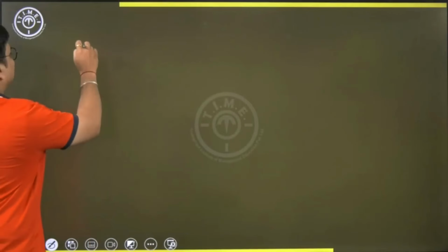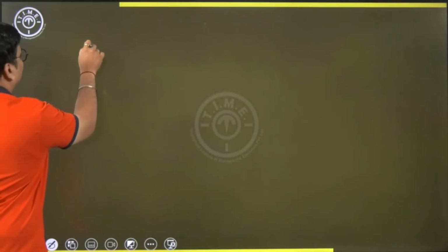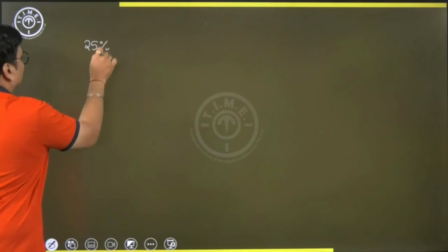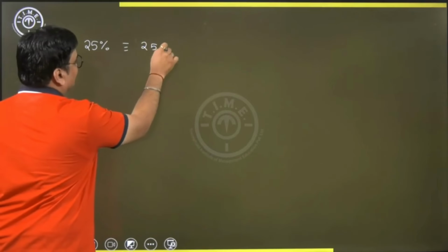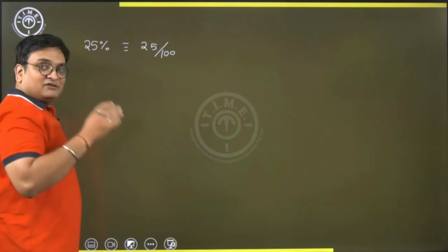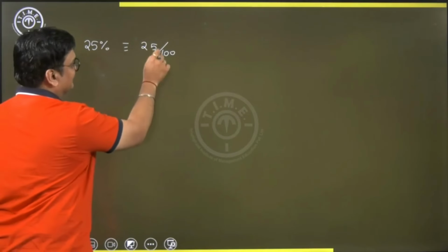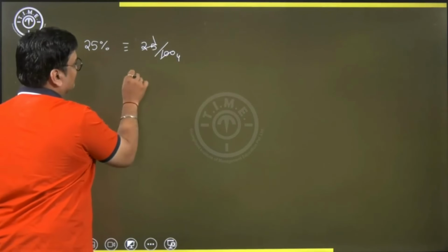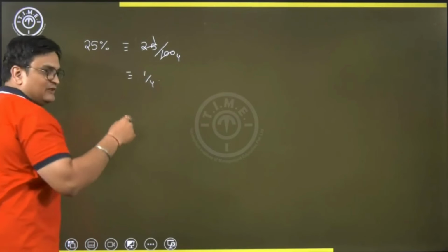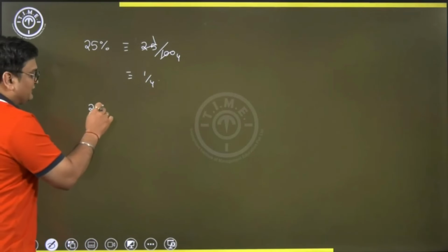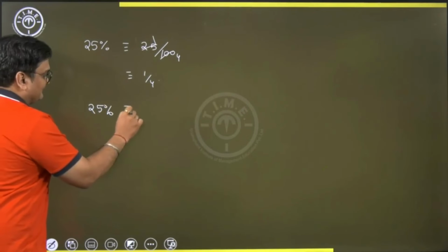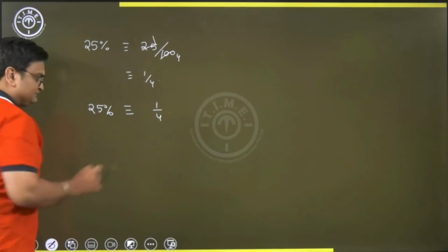So I hope you all understand that when I say there is a number like 25%, it literally means 25 for every 100. When I say 25 for every 100, mathematically this is nothing but 1 for every 4. 25 by 100 is nothing but 1 by 4. And hence can I say the percentage 25% corresponds to the fraction 1 by 4.